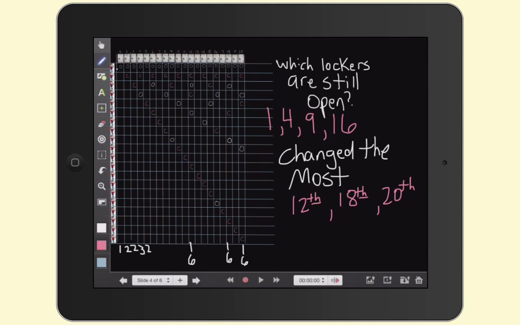And then it asks, well, what happens on the 200th locker? After 200 lockers have gone, which ones are still open? Okay? So which ones are still open? Well, we have to look for a pattern. Here are the ones that were still open, and we try to figure out, all right, what makes them open? Are these numbers special? Do they have anything special about them?